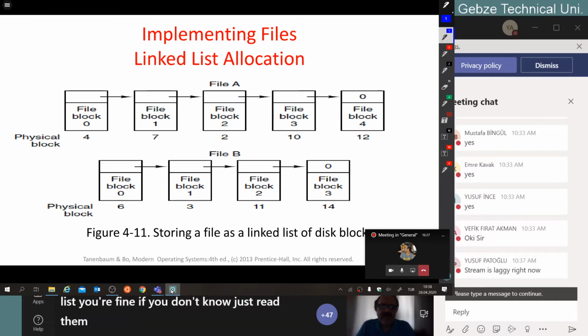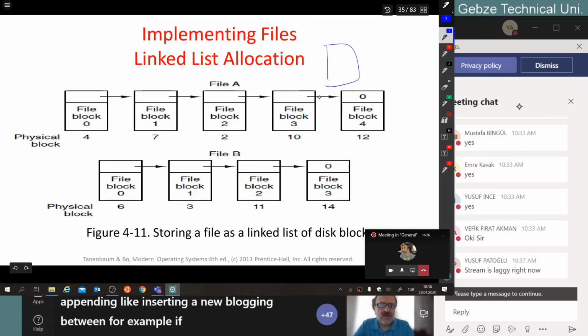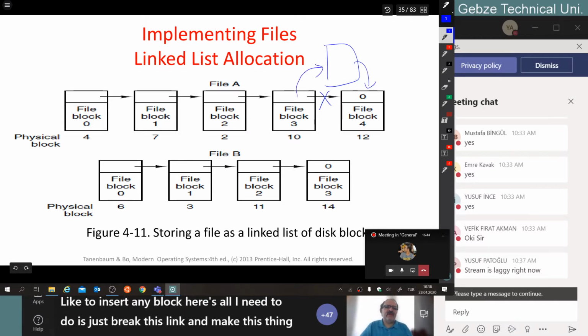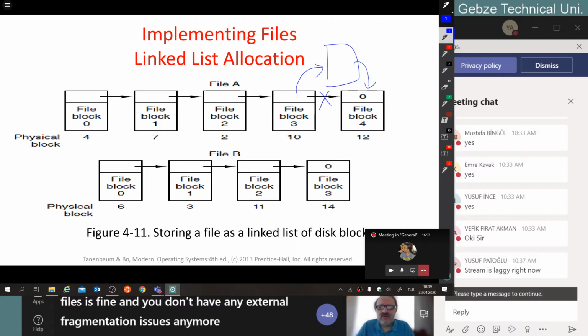We know that they are very good for appending, like inserting a new block in between. For example, if I like to insert a new block here, all I need to do is just break this link and make this link and make this link. So appending, modifying files is fine. And you don't have any external fragmentation issues anymore. Why? Because I don't have to store anything contiguously.